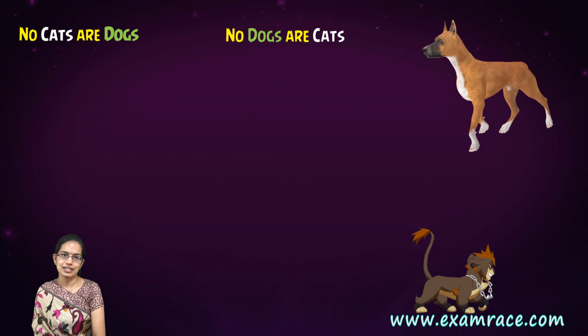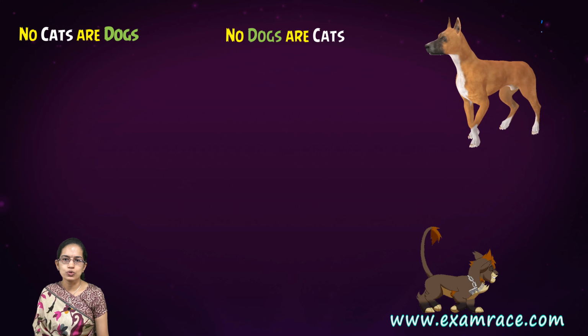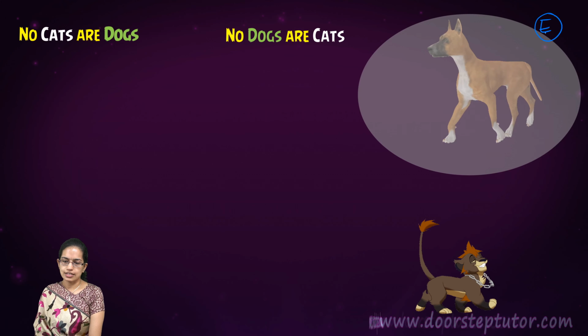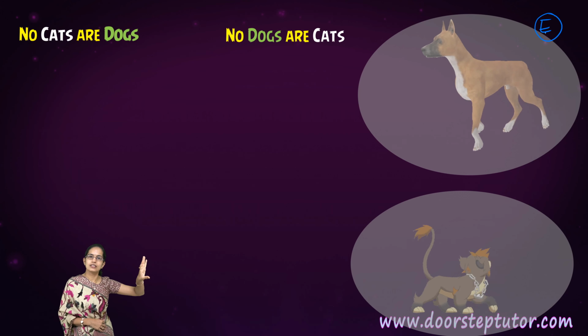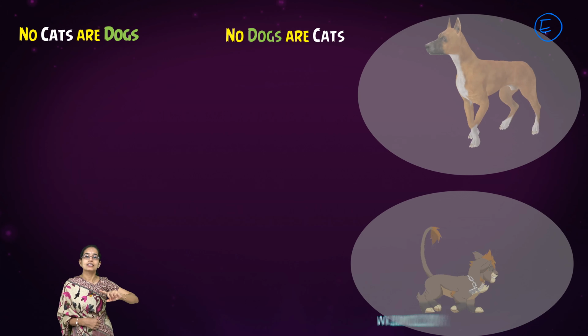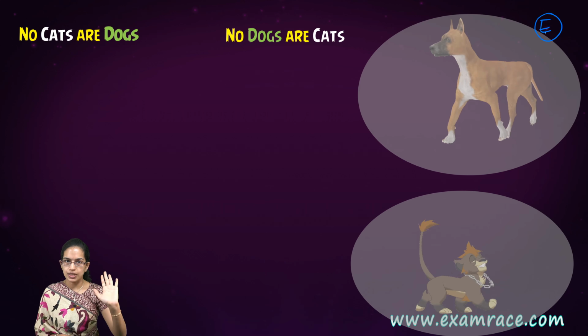The next statement is the case of E, where I have no statements. Now, when I say no cats are dogs, what does this mean? Dogs are in a specific circle, they are separate, and cats are separate. Cats cannot be dogs. There cannot be a single cat that is a dog.